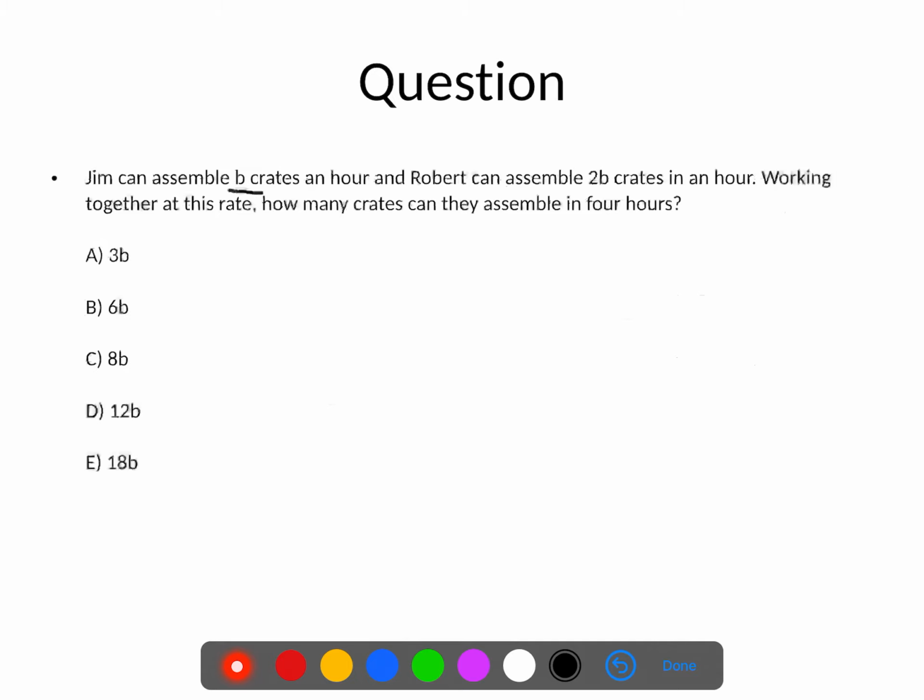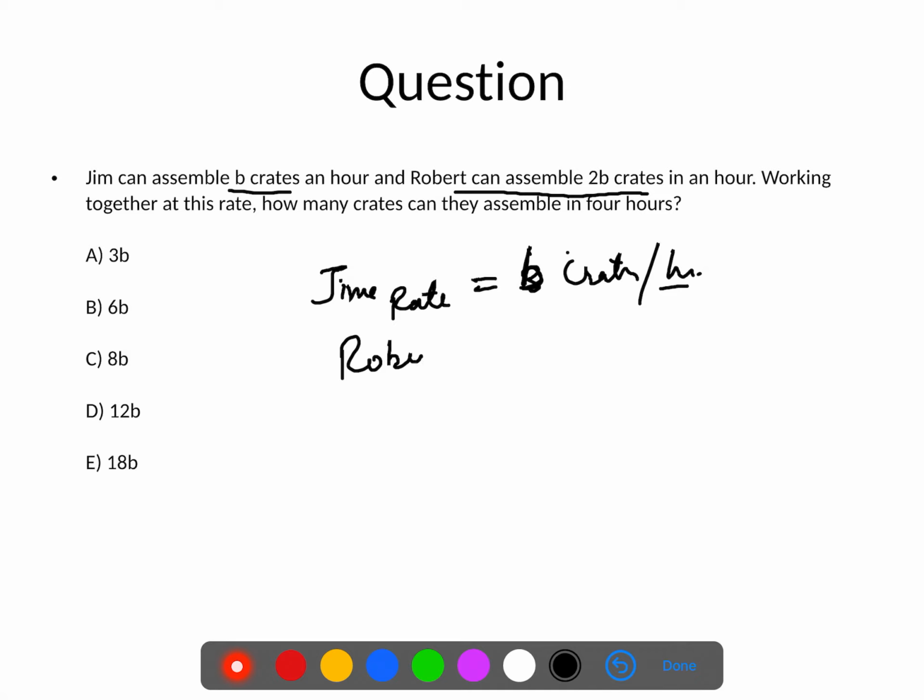Jim can assemble B crates in an hour. Robert can assemble 2B crates in an hour. So the rate of working of Jim is B crates per hour, and for Robert, the rate is 2B crates per hour.